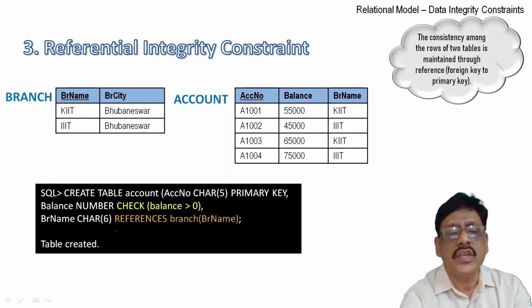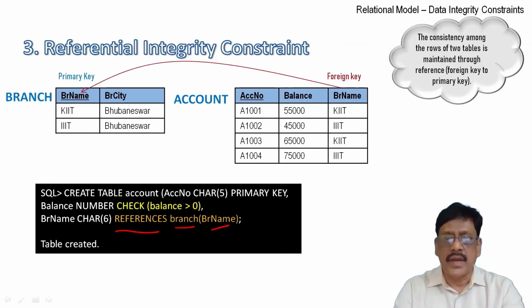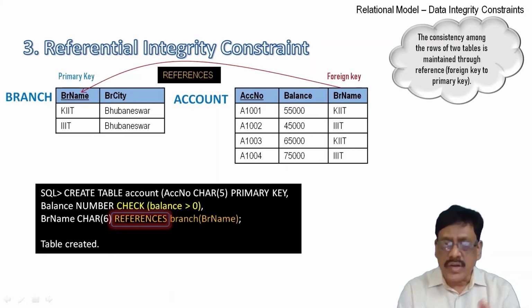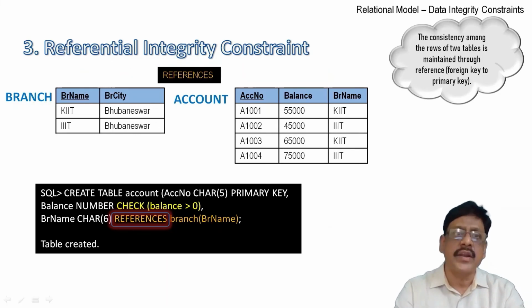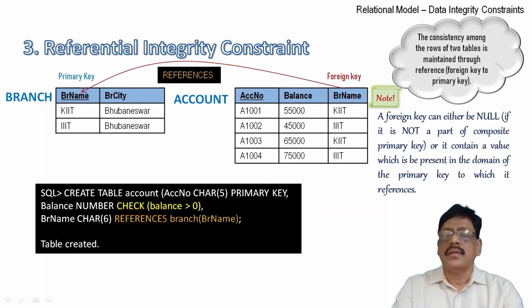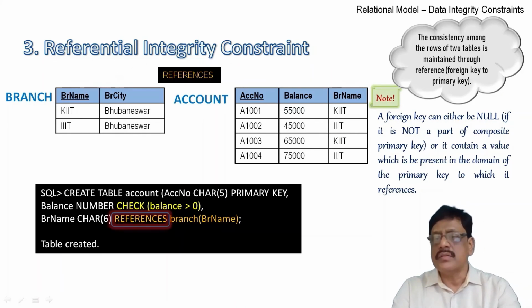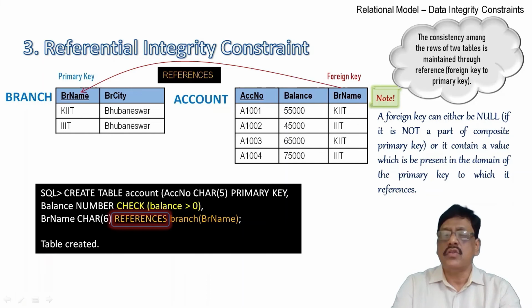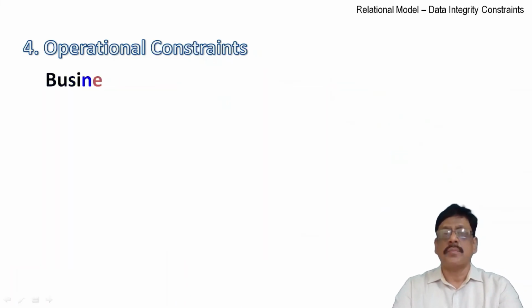We write the keyword references, the table name, and the primary key attribute name, that is branch name. So by that way, we establish the referential integrity constraint by referring the foreign key to the primary key. Now note, a foreign key can either be null if it is not a part of the composite primary key, or it contains a value which is present in the domain of the primary key to which it references.